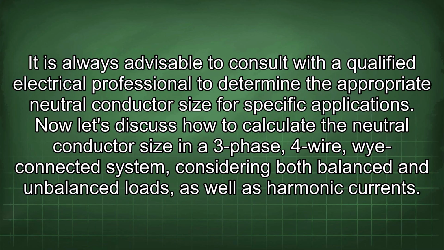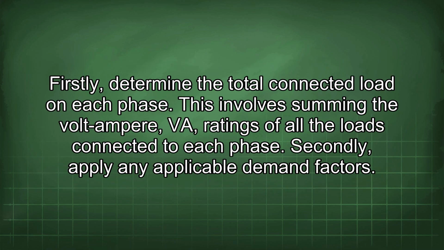Now let's discuss how to calculate the neutral conductor size in a three-phase, four-wire, wye-connected system, considering both balanced and unbalanced loads, as well as harmonic currents. Firstly, determine the total connected load on each phase. This involves summing the volt-ampere ratings of all the loads connected to each phase. Secondly, apply any applicable demand factors.